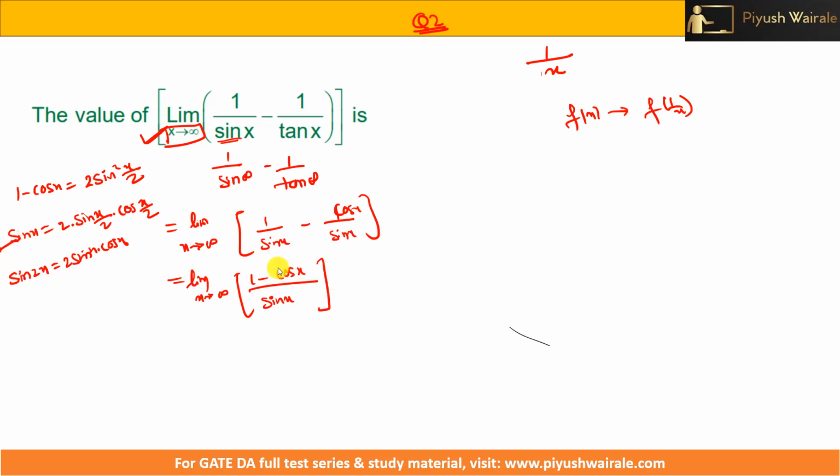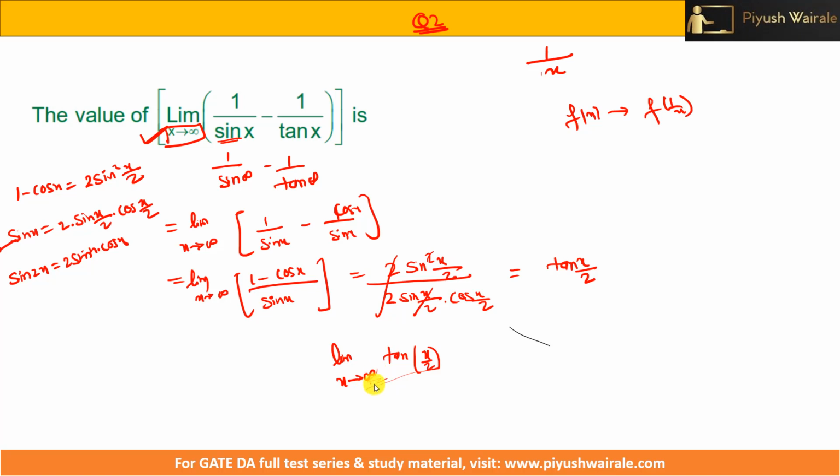So if I put this, what will we get? 2 sine square x by 2 upon 2 sin x by 2 into cos x by 2. This 2 will get cancelled, and sin x by 2 will cancel one power from the square, so basically we get tan x by 2. So limit x tends to infinity, tan of x by 2. If I put infinity here, I will get tan of infinity. What is tan of infinity? It is basically infinity only, so the answer will be infinity.